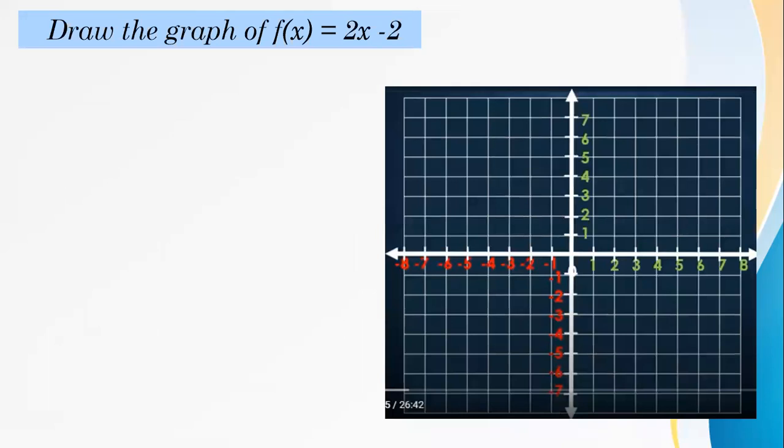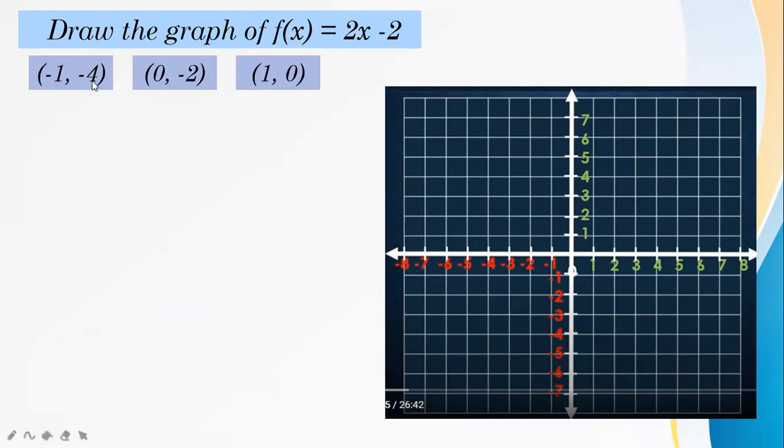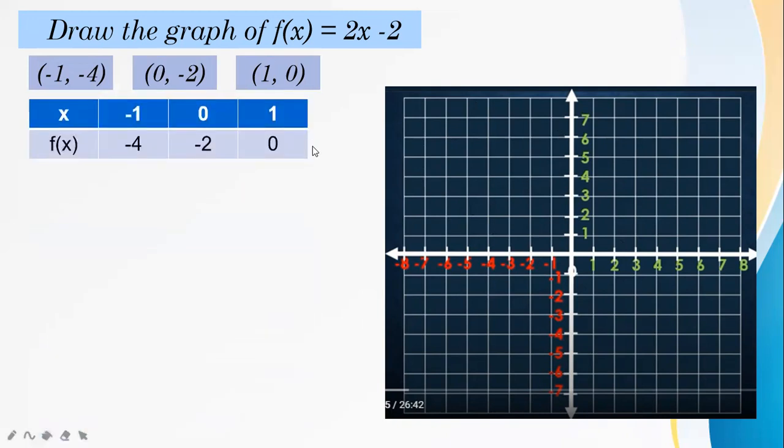Draw the graph of f of x equals 2x minus 2 using this Cartesian plane. And these are your given points. So we have negative 1, negative 4, then 0, negative 2, then 1, 0. Then we have a table of values. So use a table of values. Then your x will be negative 1, 0, and then positive 1. f of x means y, so the output, the dependent variable. So we have negative 4, negative 2, 0.